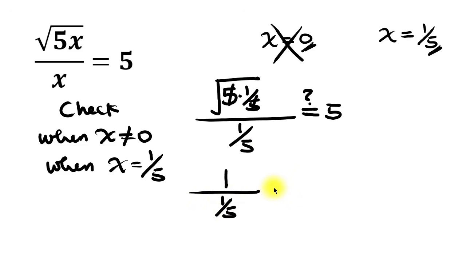So are we going to be having 5 as a result? Now notice that on the left hand side, we have the inverse of 1 all over 5. And what is the inverse of 1 all over 5? The inverse of 1 over 5 is 5. And this is equal to the right hand side, that is 5. So our value for x equal to 1 all over 5 is actually correct.